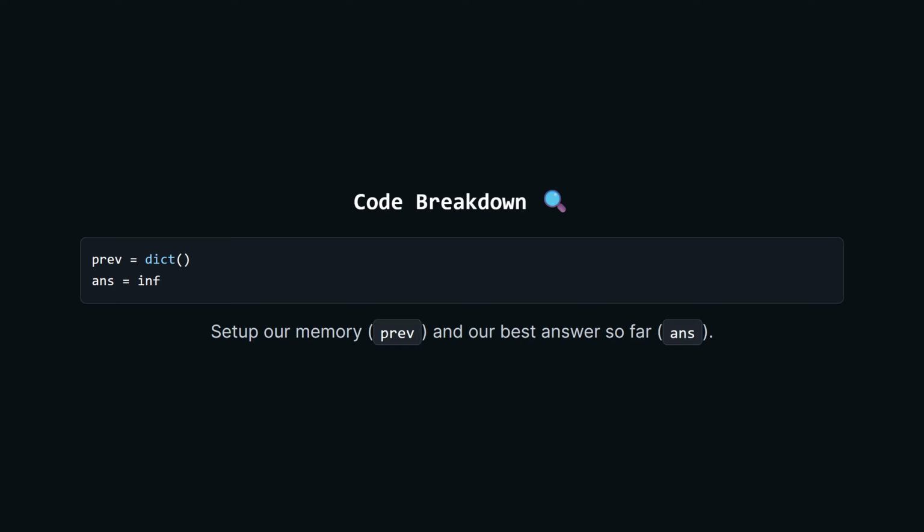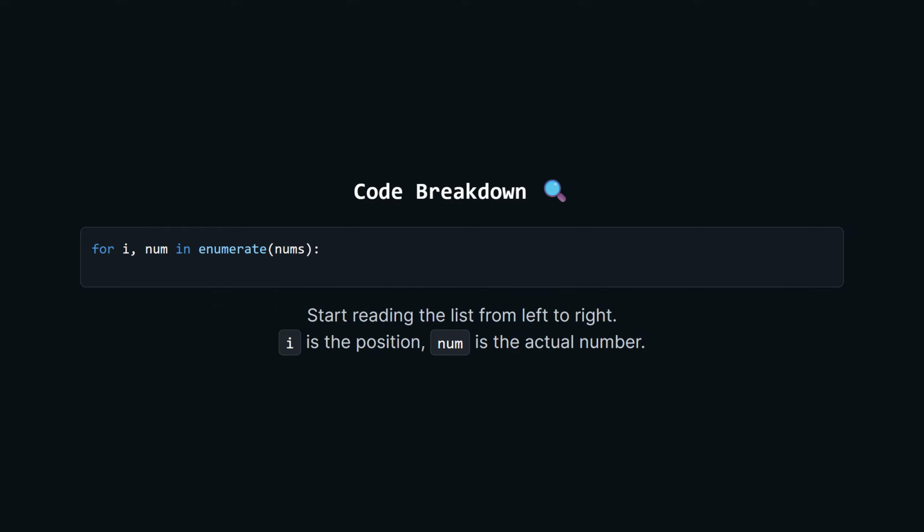We also set up our answer variable to infinity, so that the very first real distance we find will definitely be smaller and replace it. Then, we start a loop to walk through our list of numbers one by one. We keep track of our current position with the letter I and the actual value with the word num.